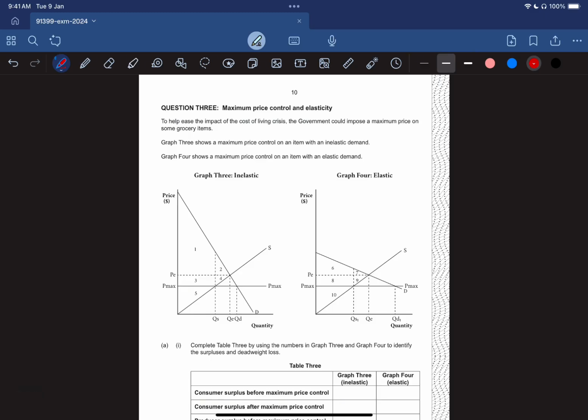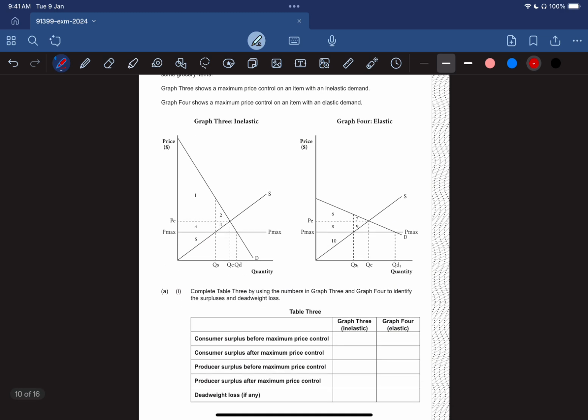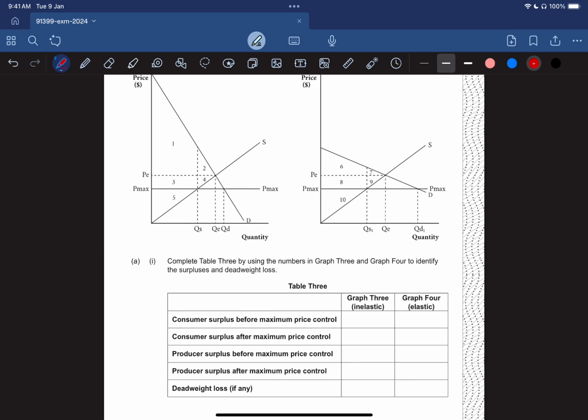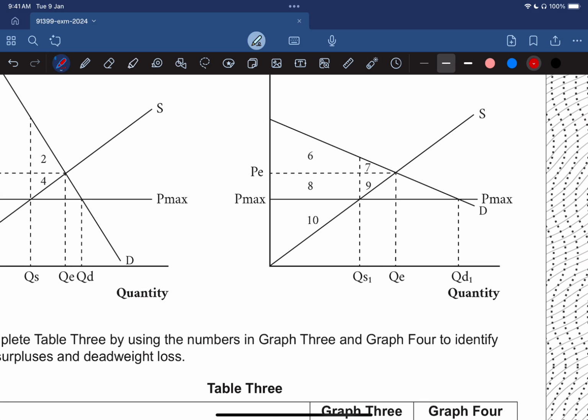Alrighty guys, so coming on to question 3 here, we're looking at maximum price control and elasticity. Okay, so looking at imposing a maximum price on some grocery items. Essentially here, guys, we're looking at our surpluses before the price control. Our consumer and producer surplus before and after, and then just labeling that deadweight loss. So reasonably straightforward, guys.